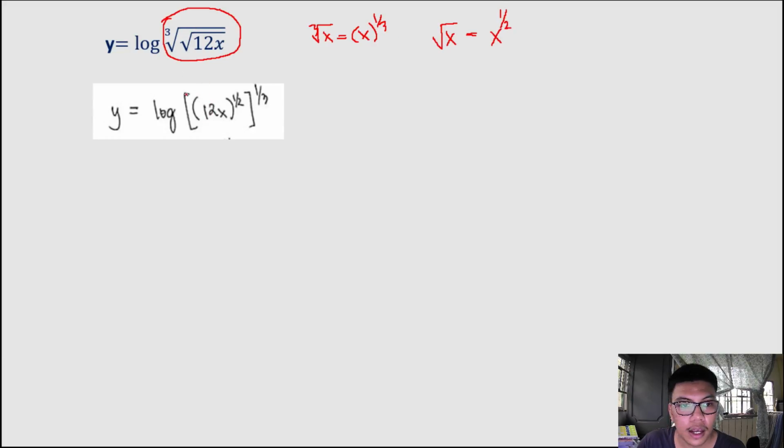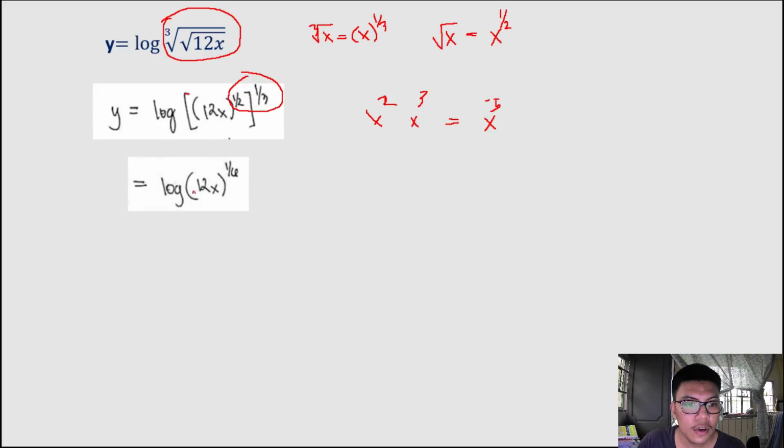So kapag ganito, we can write that, okay, so cube root daw, ano? So lagay ka lang ng bracket, then 1/3. Tapos yung nasa loob niya, square root daw, ano? So we have 12x raised to 1/2. So ano ba ang rule natin sa exponent kapag ganyan? So pinagmumultiply yung exponent. Kapag ganito, x raised to 2 times x raised to 3, yan yung pinag-a-add, so x raised to 5, di ba? So kapag exponent to exponent, pinag-multiply. So we have log 12x raised to 1/6.